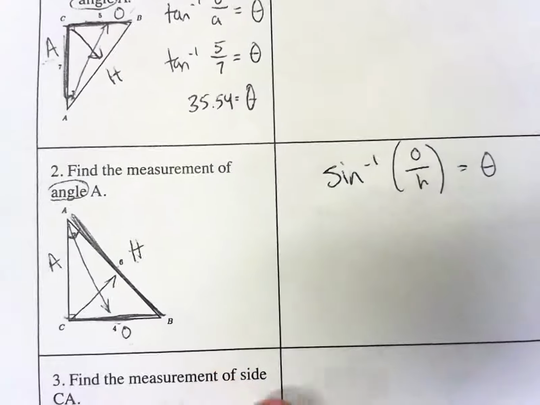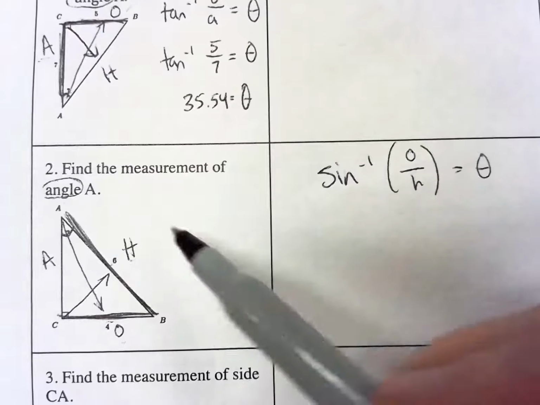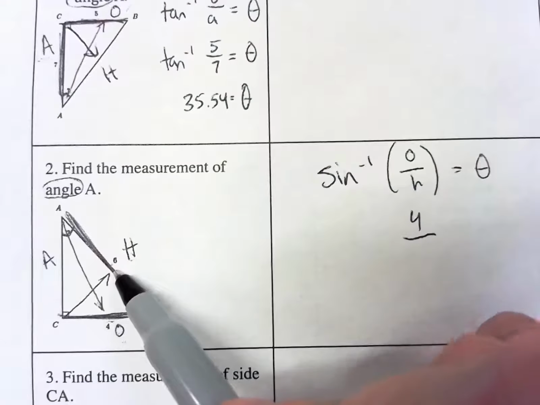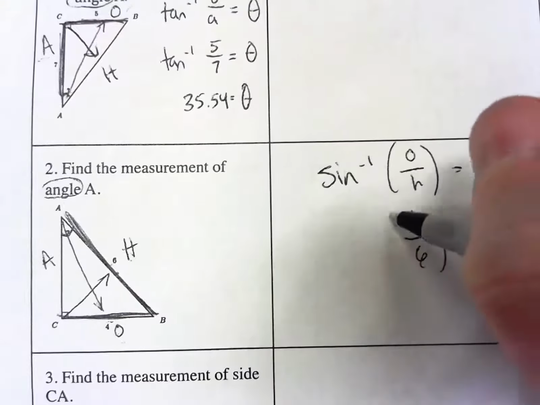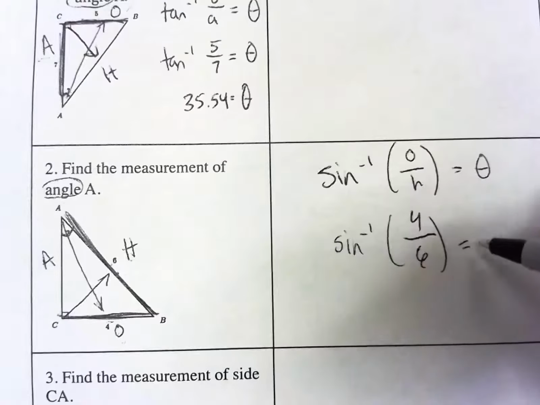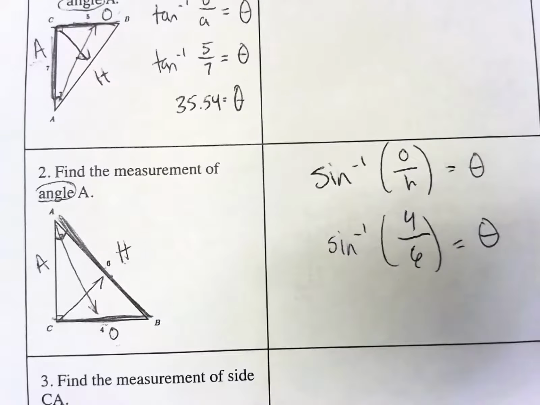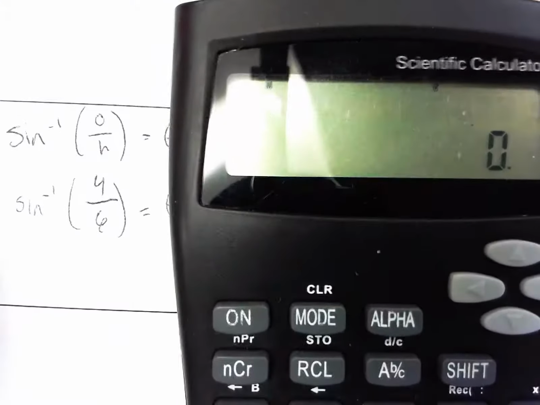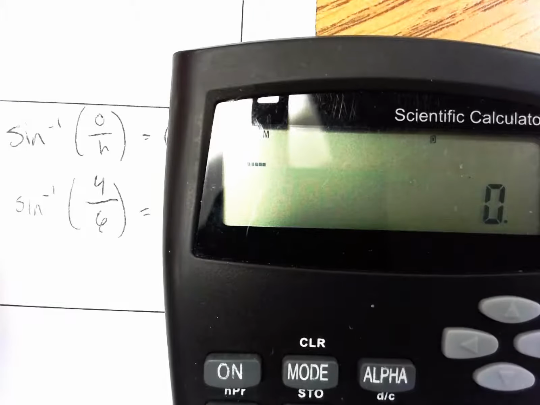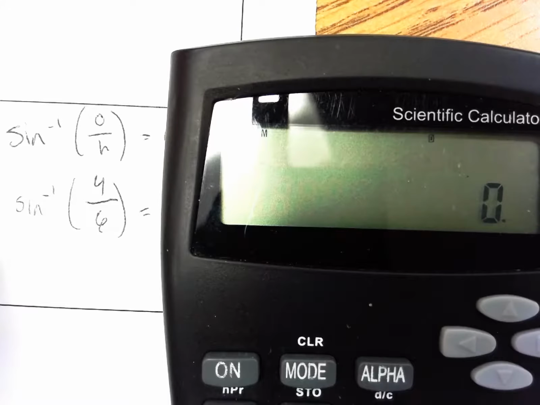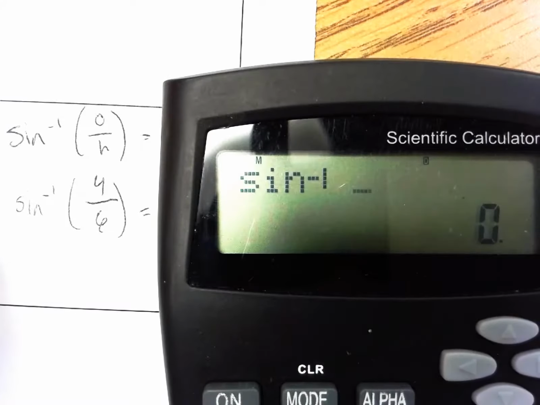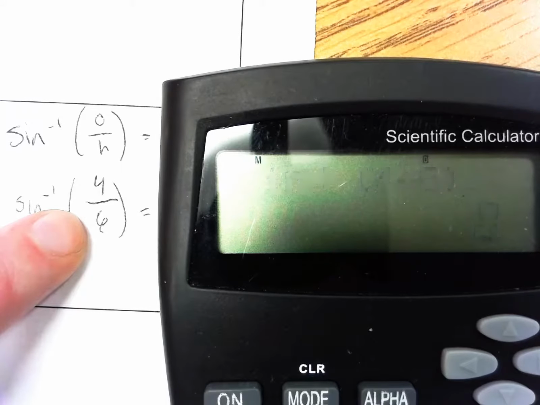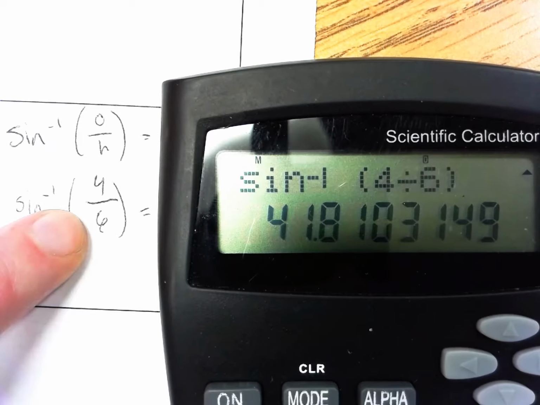So now I'm just going to plug in my numbers here. For opposite, I'm going to use 4, which is down here. And for hypotenuse, I'm going to use 6. Sine -1 equals theta. Now I just punch it in on my calculator. So I'm going to type in sine -1, so I'm going to use that shift key. And I'm going to multiply that times 4 divided by 6 using my parentheses. And I get 41.8103, blah, blah, blah.